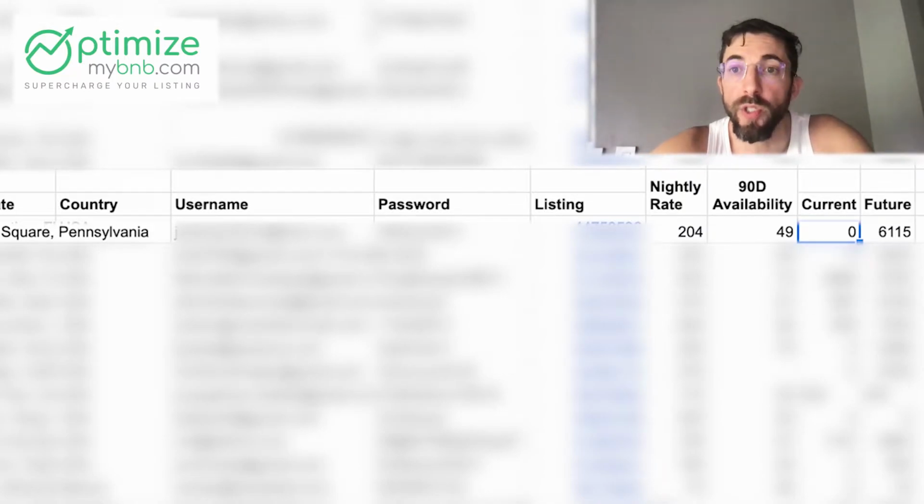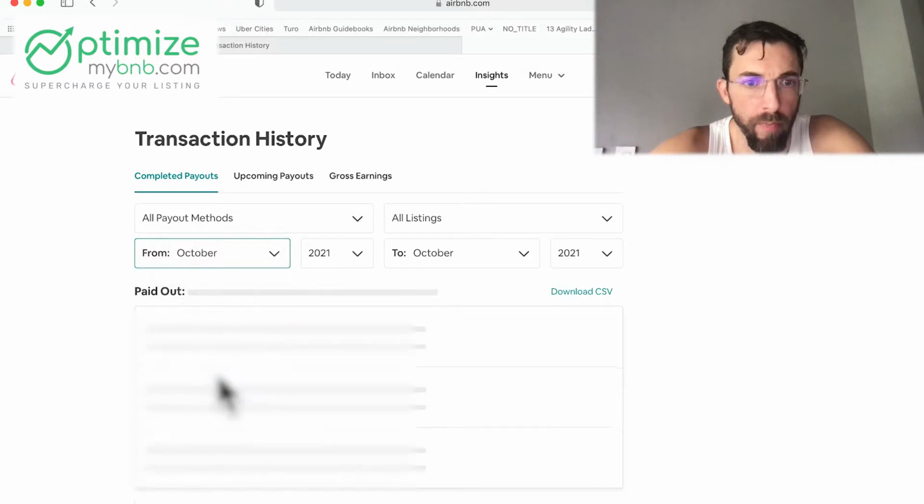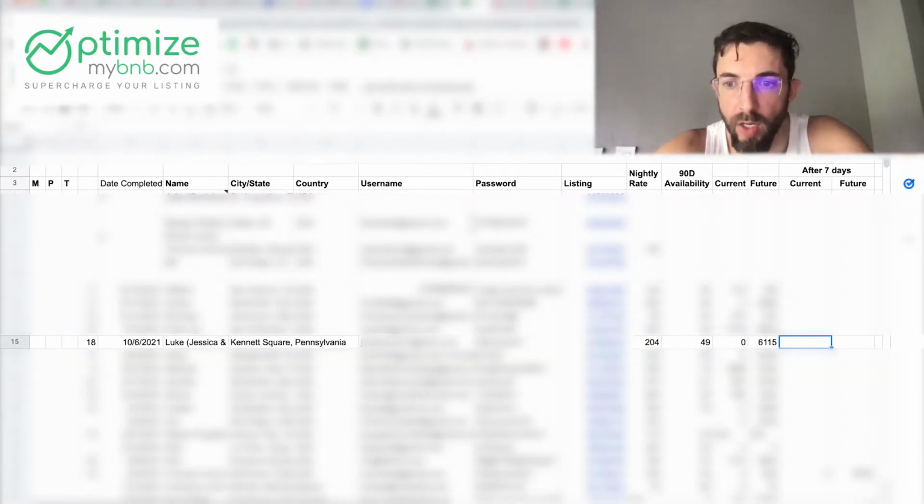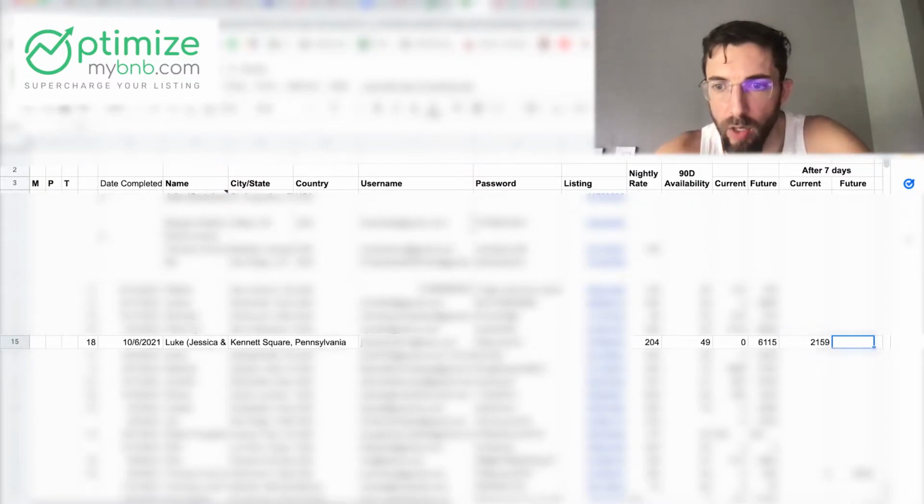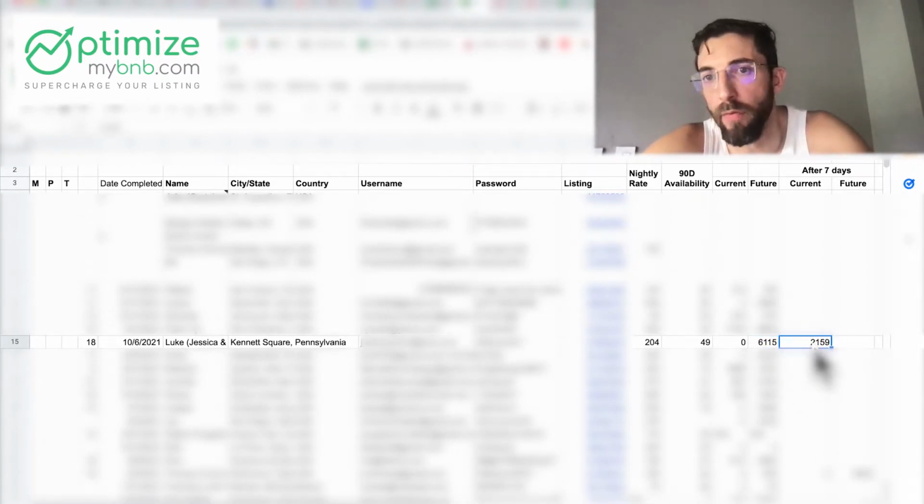Let's go over to the host's account now, and here are their transactions. Let's go to October. The current revenue they made in October is $2,159. Now that makes sense. I don't know whether or not my optimization worked. What that means basically is the future revenue from a week ago, some of it is current revenue today.